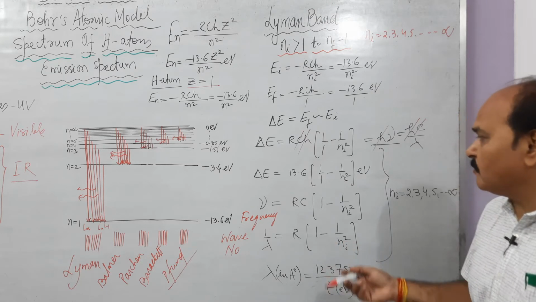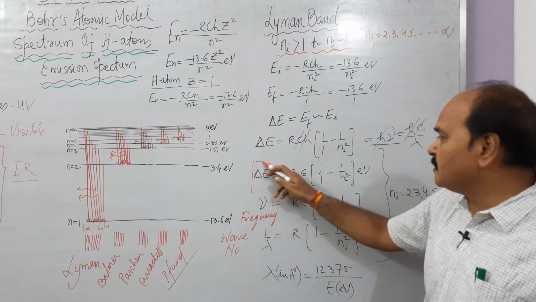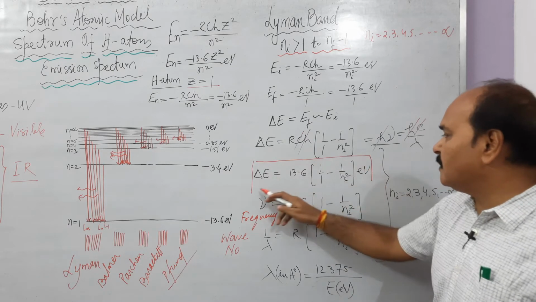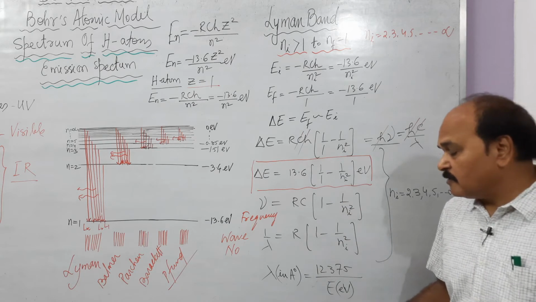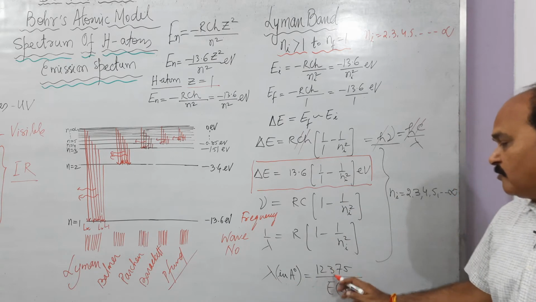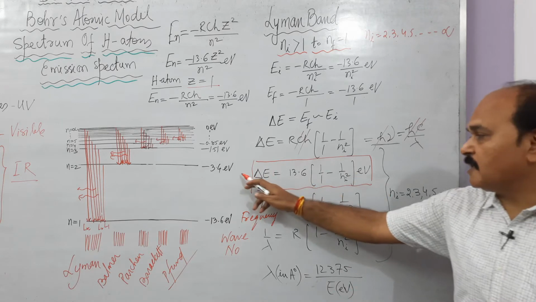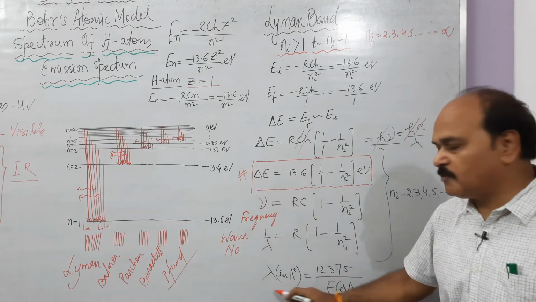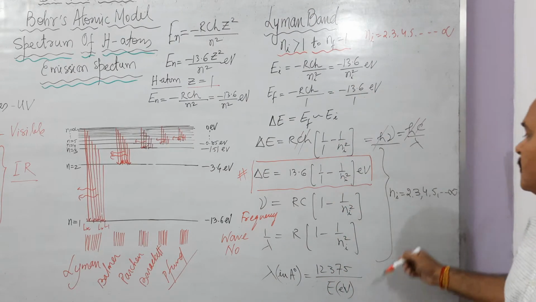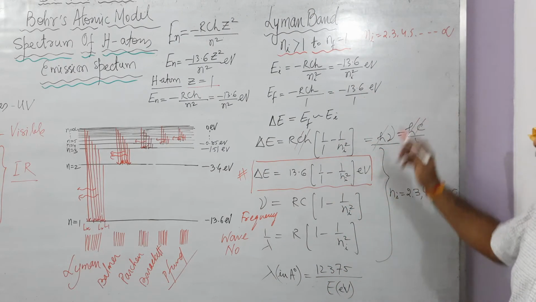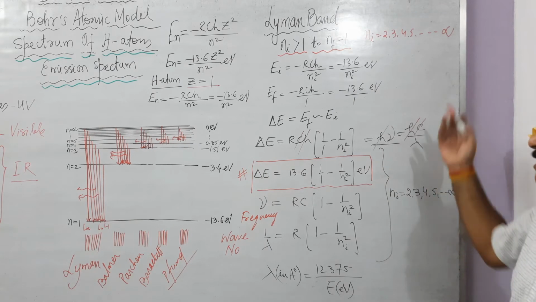Once we have found the energy using this formula, we can find the wavelength by the very popular conversion formula which we already know: wavelength in angstrom is equal to 12375 upon energy in electron volt. So you simply need to find the energy from this relation and you can find the wavelength straightaway using this conversion formula. And remember, in all these formulas, ni has minimum value 2 and then 3, 4 and up to infinity. What is the energy of the first Lyman line?